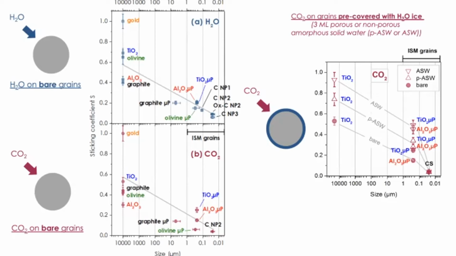Porous ice condenses less CO2 than non-porous ice. And for submicron particles, we have an effect of the ice layer that also enhances the sticking coefficient. But what is noticeable is that for nanoparticles, whether bare or covered with ice, the sticking coefficient is the same, which means that surface chemistry doesn't matter for the sticking coefficient.